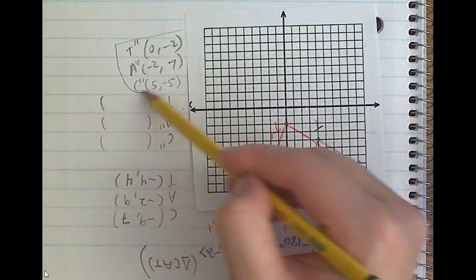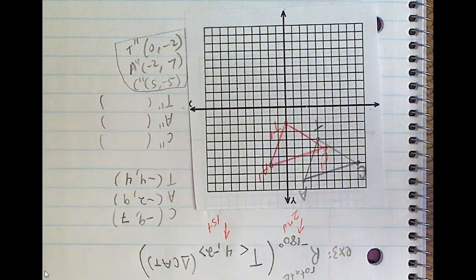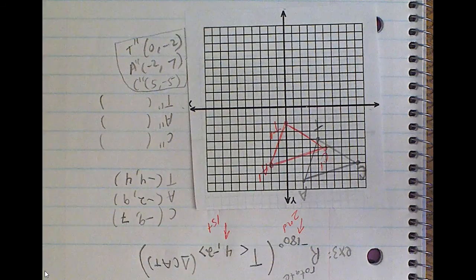So our last step is to return back to the original way our paper was facing. Go ahead and plot those final image points, and then you are all set with this problem.